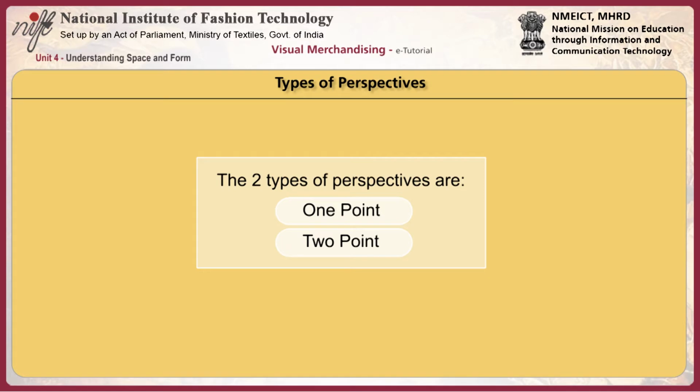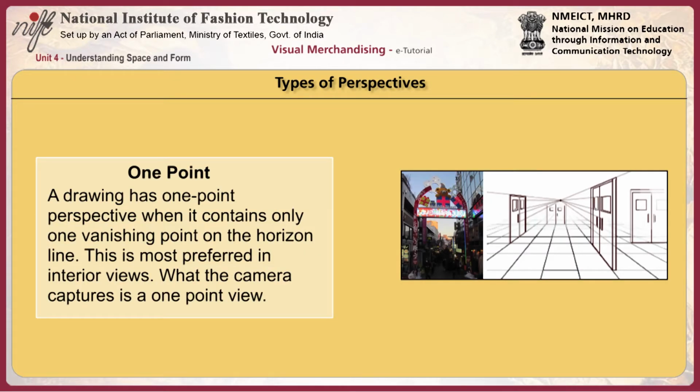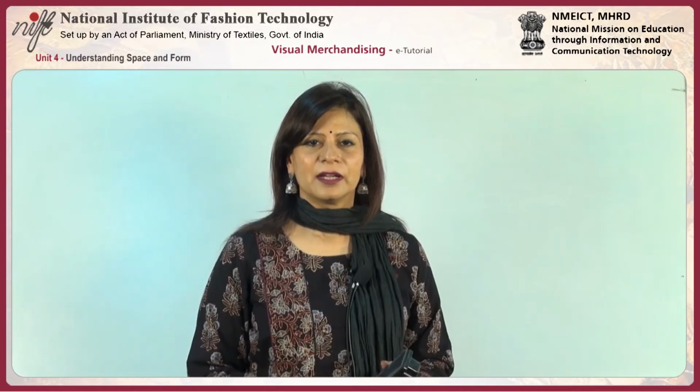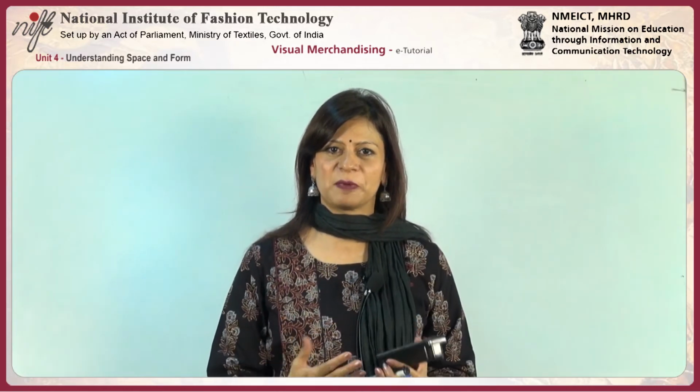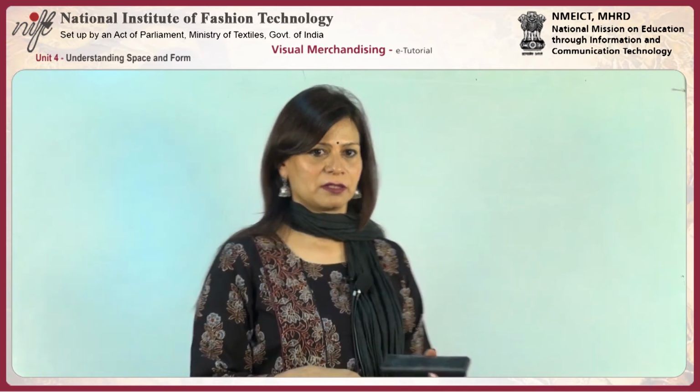There are primarily two types of perspectives, one-point perspective and two-point perspective. Coming to the first one, one-point perspective. A drawing has a one-point perspective when it contains only one vanishing point on the horizon line. This is the most preferred in interior views. What the camera captures is a one-point perspective. Now let us see how a one-point perspective is made.